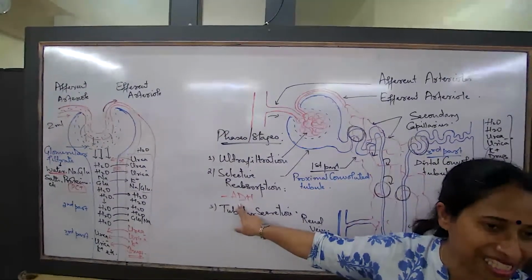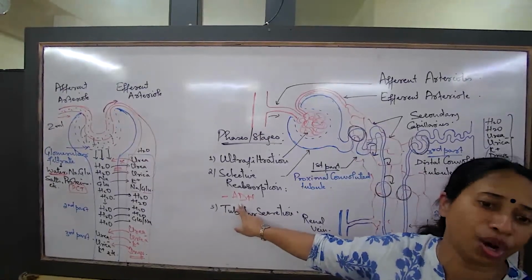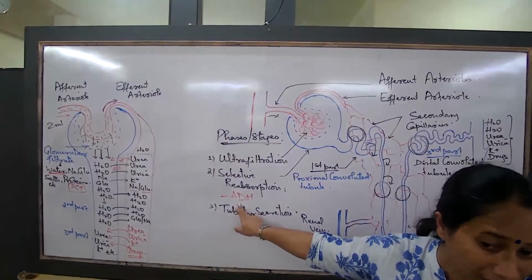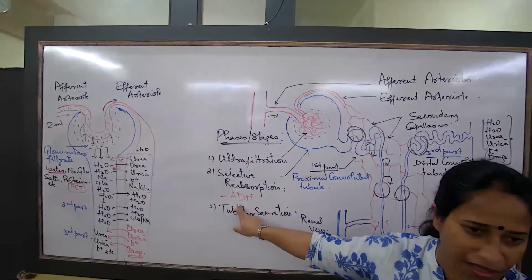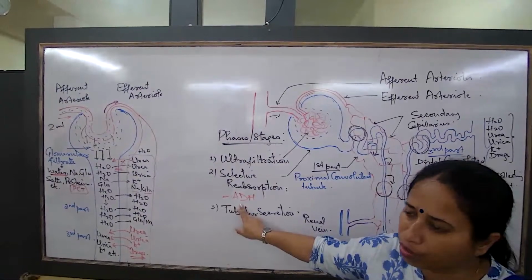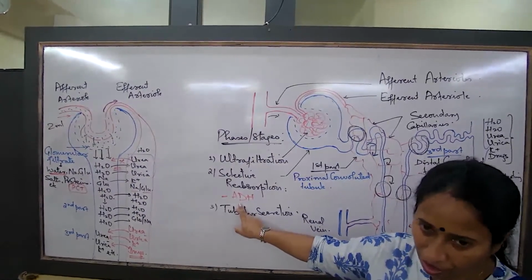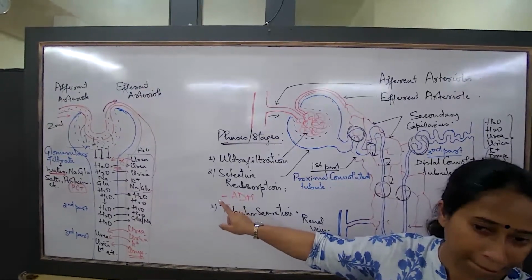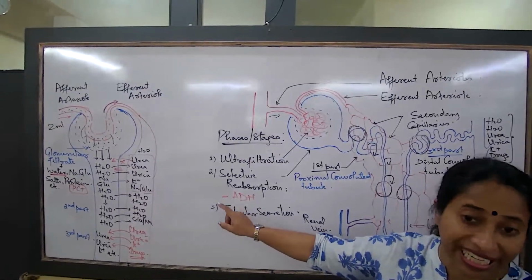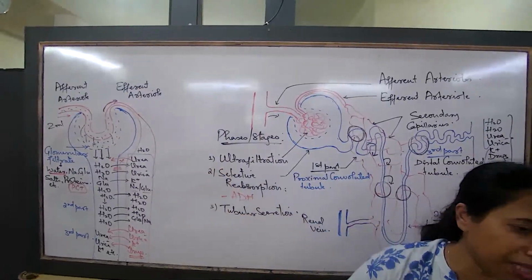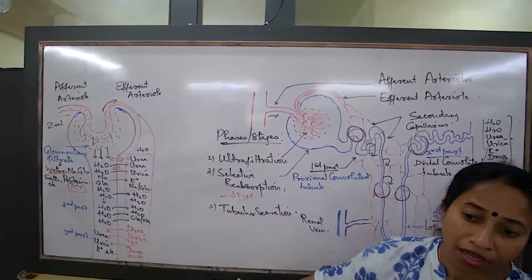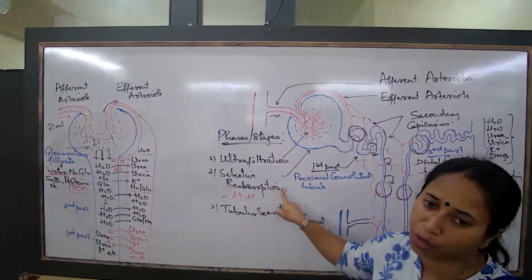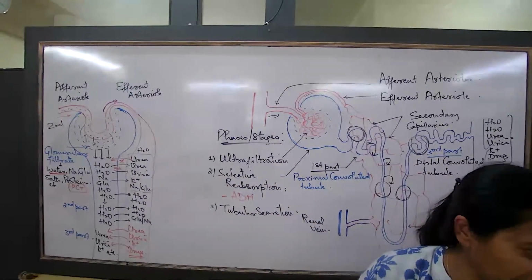If in a person the secretion of ADH is less than normal, then what will happen? What is the role of ADH? I told you. What did I explain? The role of ADH is to bring about the process known as selective reabsorption. Why is selective reabsorption essential?